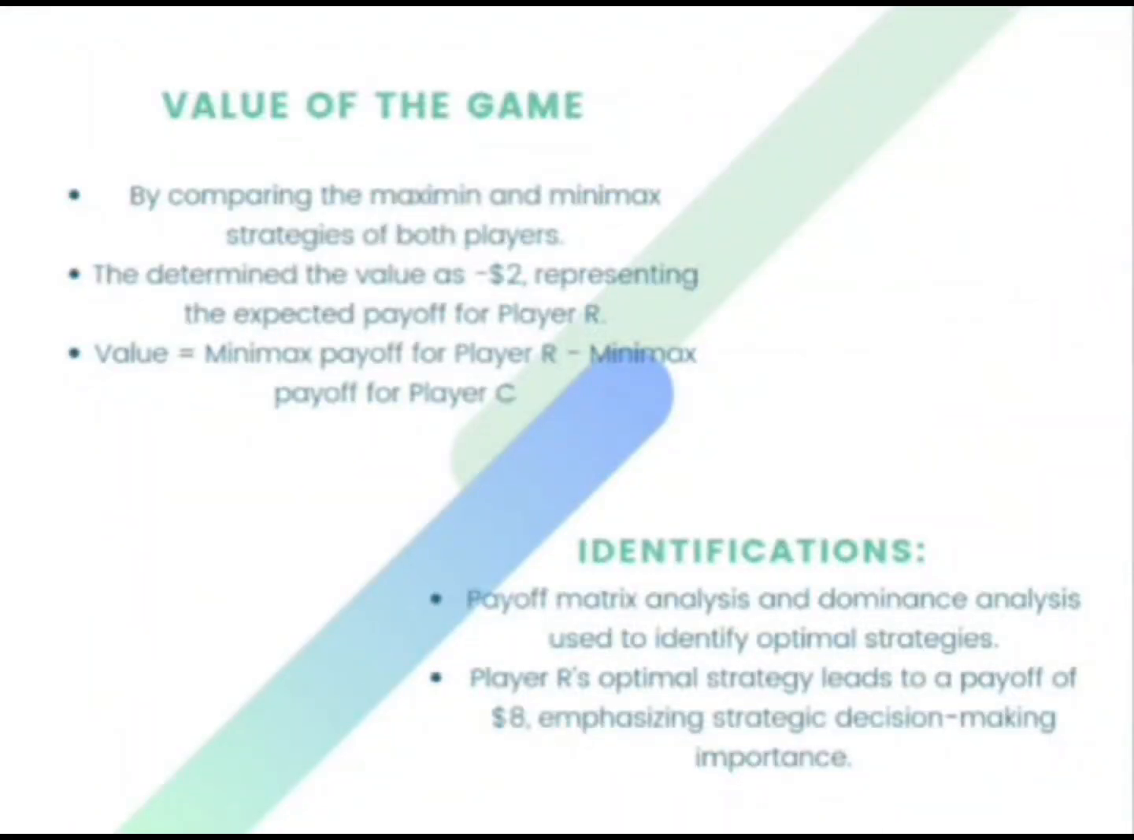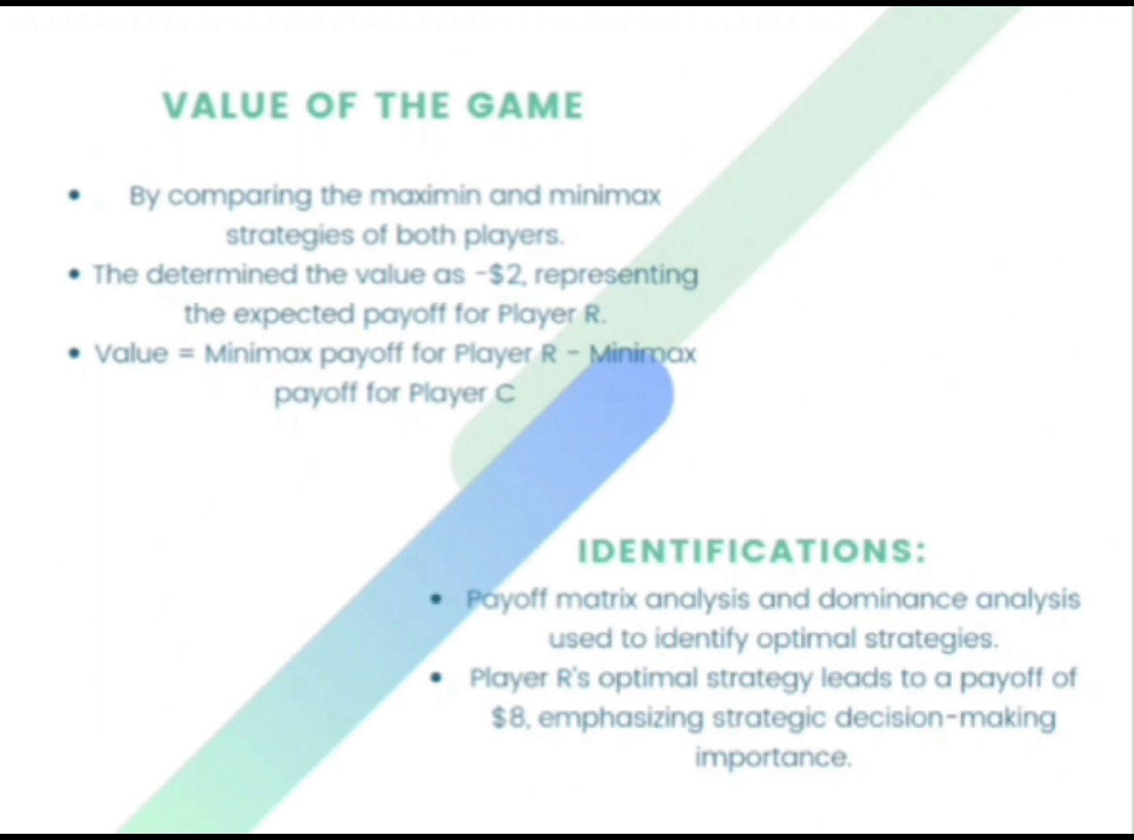I'll continue to explain the calculation for the value of the game by comparing the maximin and minimax strategies of both players. It ascertains the value of the game, representing the expected payoff for player R. It determined the value as negative $2. So the calculation will be: value is equal to maximin payoff for player R minus minimax payoff for player C. So both players play optimally.